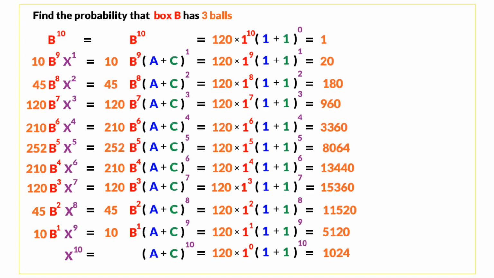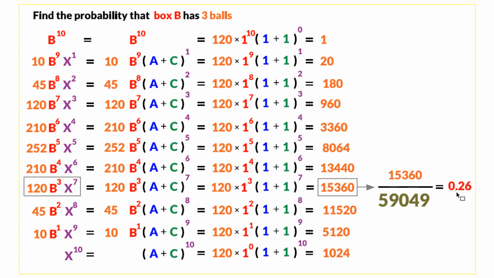So let us find the probability that box B has 3 balls. We get back to all these events, and we find that here we have B to the power of 3, which means box B has 3 distinct balls. So this is the event we are looking for, and this is the corresponding favorable outcome of this event, and now we divide this favorable outcome over the number of elements in the sample space, and we get 0.26.